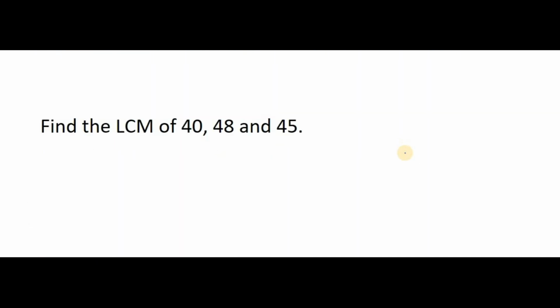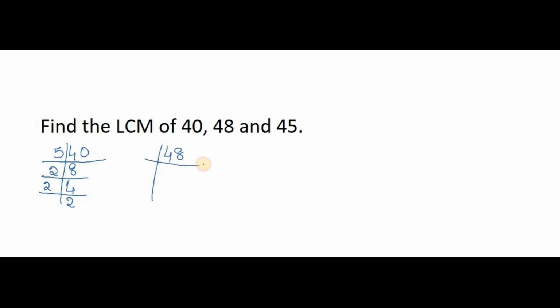Find the LCM of 40, 48 and 45. Now here we are given 3 numbers. So for all the 3 numbers we will find the prime factorization, and then which is common we will write aside, and which is not common we will keep aside. Okay. Forty, 5 8s are 40, 2 4s are 8, 2 2s are 4. Prime number, we can stop.